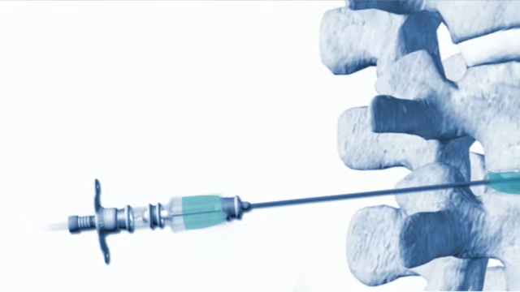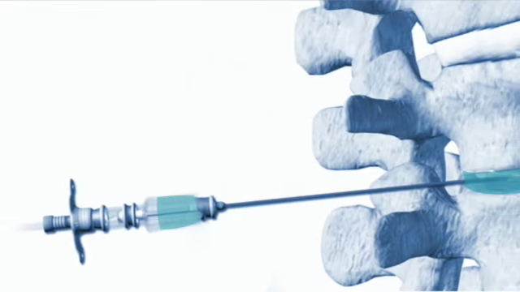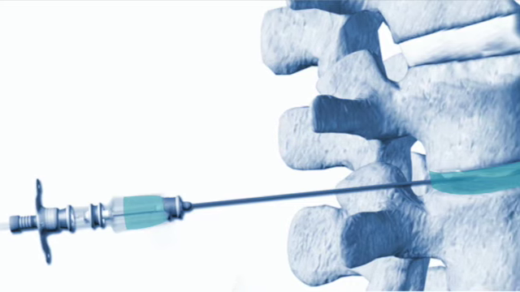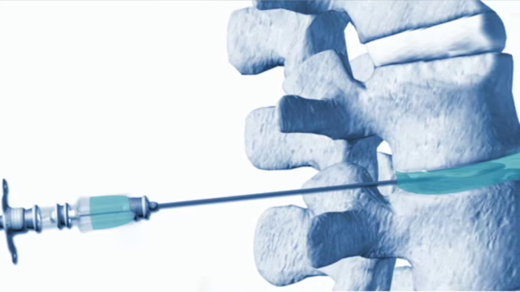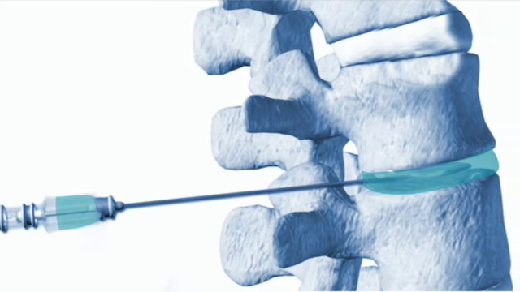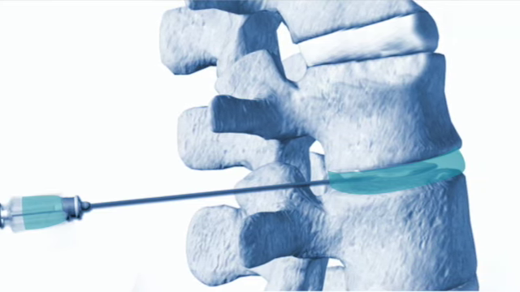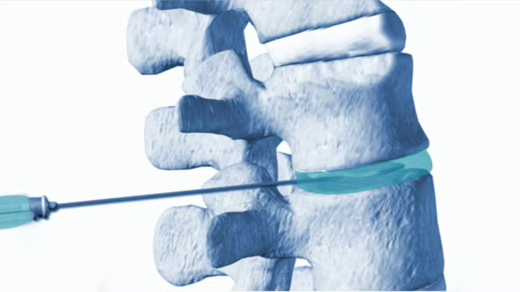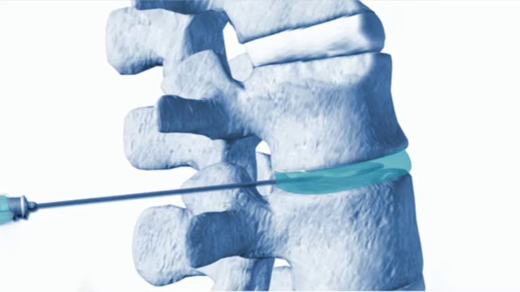Basically, a specialist inserts a needle into the suspected disc and injects a contrast medium into the disc. As the pressure of the injected dye increases, the patient may feel pain. This is the first indication of a possible tear.